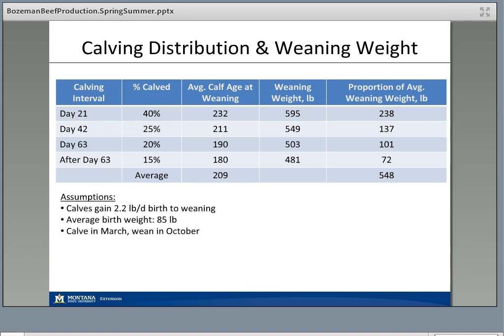My assumptions down here were that the calves gain about 2.2 pounds per day from birth to weaning, and that they weighed about 85 pounds at birth. We have a March calving cow herd that weans in October.